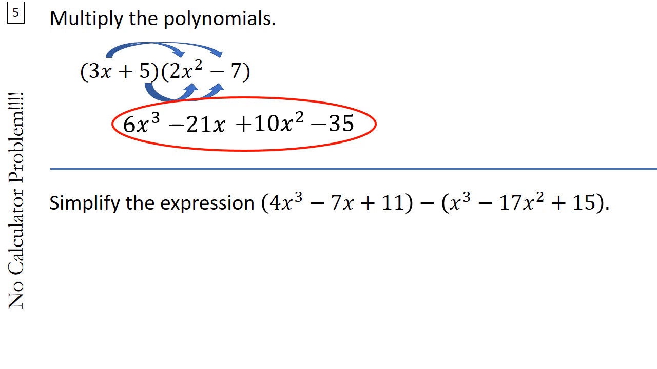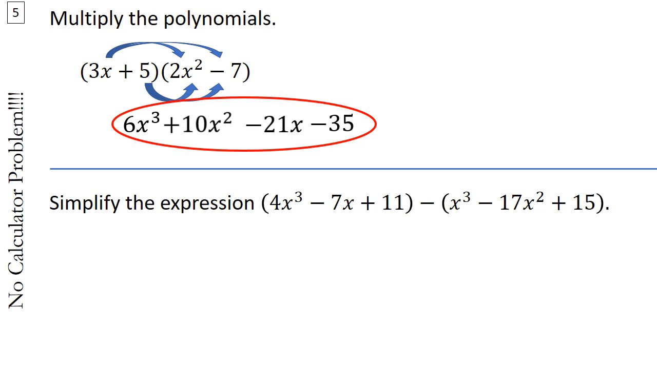There's nothing wrong with this answer, but if they're specific about it or you're looking to match it to a multiple choice answer, you might need to switch the order around, put the x squared term before the x term. But otherwise, perfectly fine answer either direction.